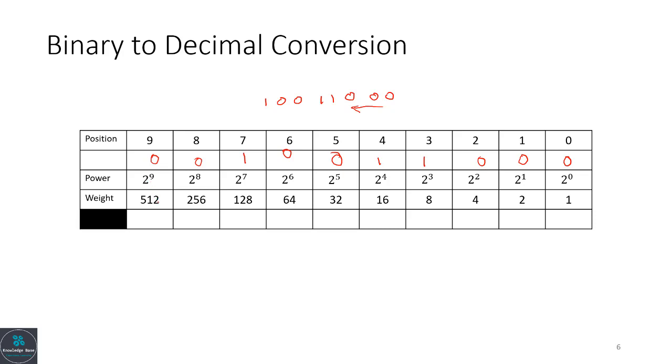So, 2 to the power 9 is actually 512. Similarly, 2 to the power 0 is 1, 2 to the power 1 is 2, 2 to the power 2 is 4, 2 to the power 3 is 8, like this. 2 to the power 8 is 256 and 2 to the power 9 is 512.